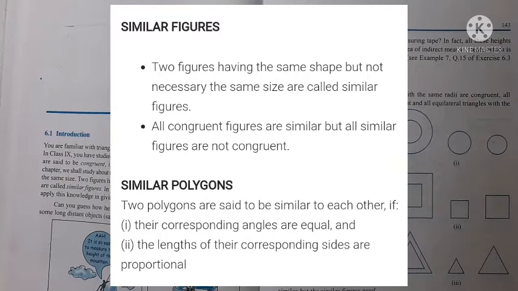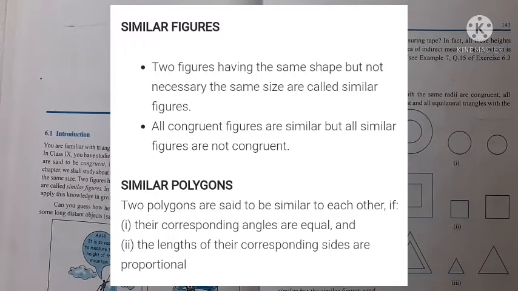But in the case of similarity, two given figures are similar if they are of the same shape, but they may not be of the same size. So we can say that similar figures are not necessarily congruent. But in the case of congruent figures, we can say all congruent figures are similar also.